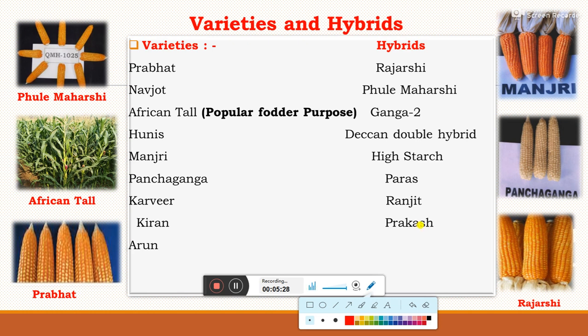Then Phule Maharshi and the African tall, then Prabhat, Rajarshi, then Panchaganga, then Manjri. These are the different varieties. This is the popular varieties of the maize.